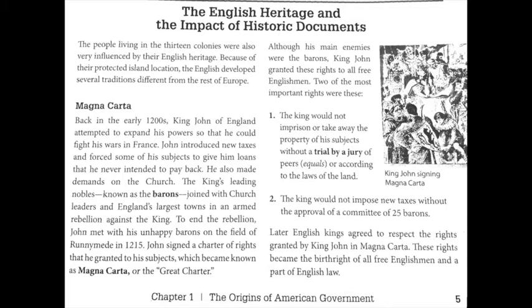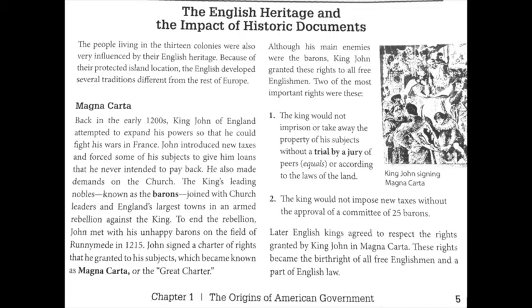The king's leading nobles, known as the barons, joined with the church leaders in England's largest towns in an armed rebellion against the king. To end the rebellion, John met with his unhappy barons on the field of Runnymede in 1215. John signed a charter of rights that he granted to his subjects, which became known as Magna Carta, or the Great Charter. Underline or highlight Magna Carta, the Great Charter.